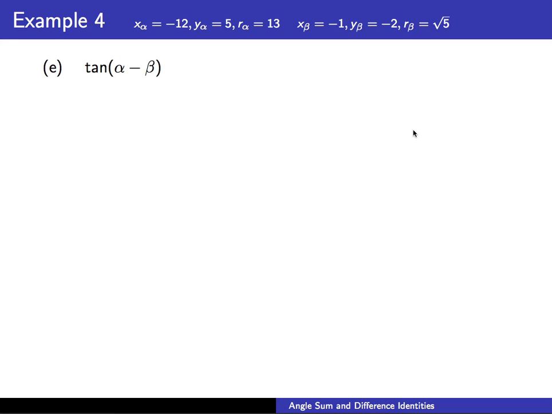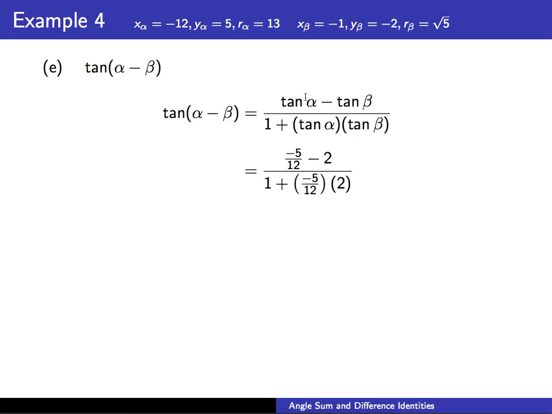Part E, tangent of alpha minus beta. So we have tangent of alpha minus the tangent of beta over 1 plus the tangent of alpha times the tangent of beta. Well, substituting in our results here, we have -5/12 for tangent of alpha, and we have 2 for the tangent of beta. So when we simplify the numerator and denominator, we get -29/12 for the numerator and 2/12 for the denominator, and we can clear out that complex fraction by multiplying both numerator and denominator by 12, and we get -29/2.